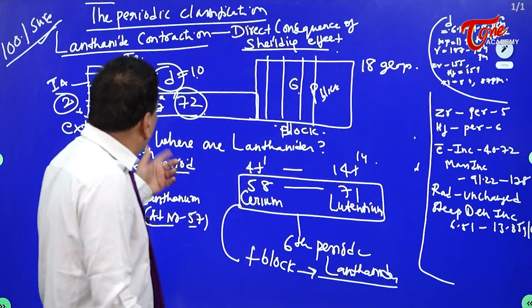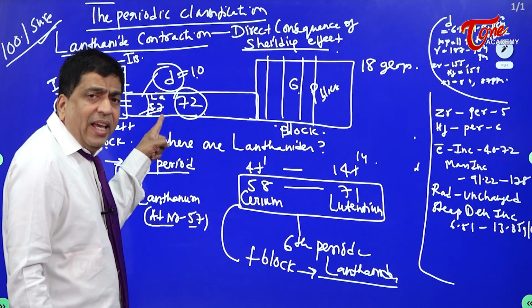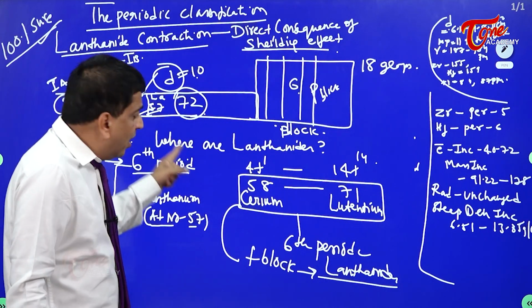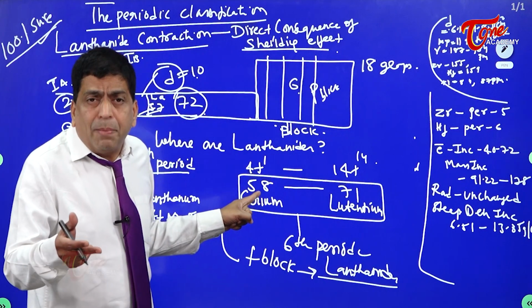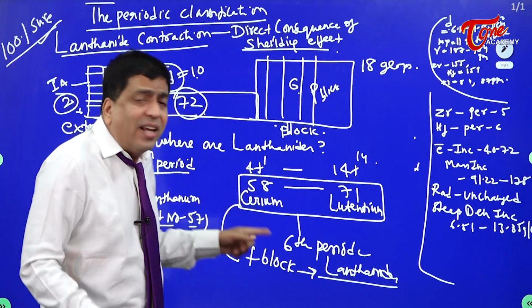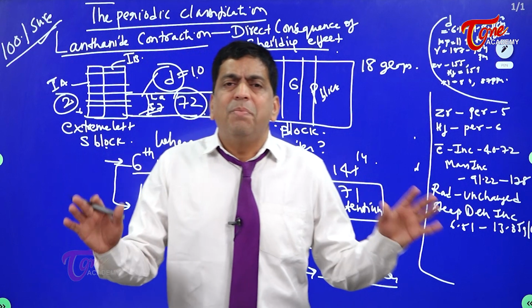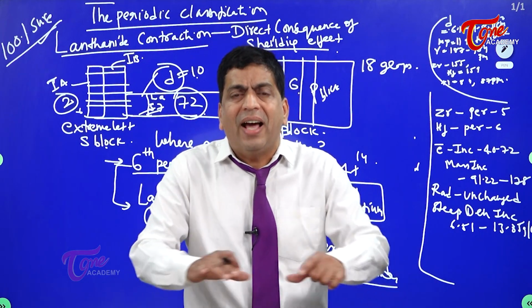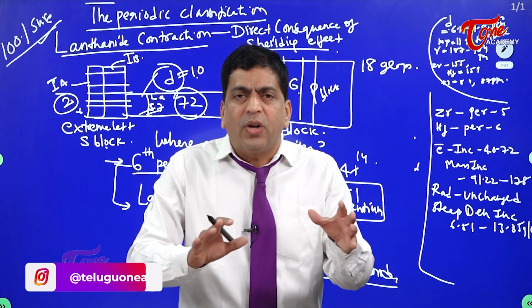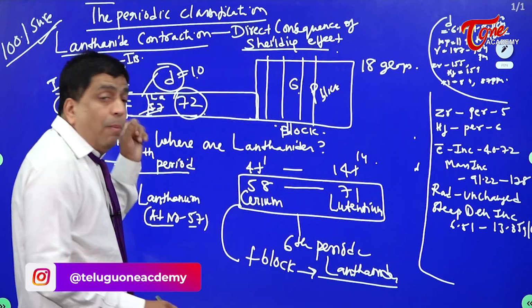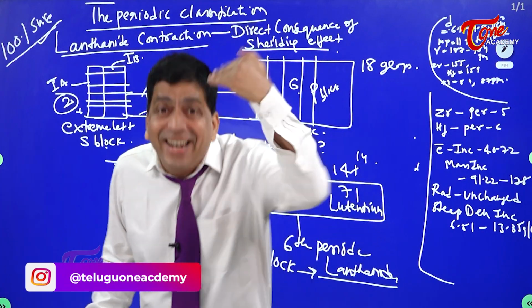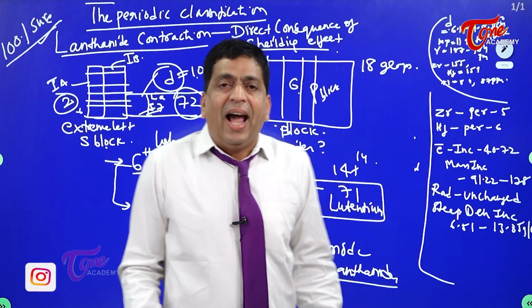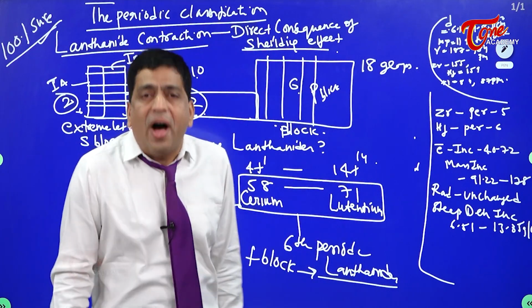Why are they kicked out? Because after entering 5D, your 5D1 here, this must be 5D2, but instead it is entering what? F. So I have to maintain the harmony of the periodic table and I have put it down. So without any confusion, lanthanum is a D block. Lanthanides are F block, and they vary from 58 to 71.